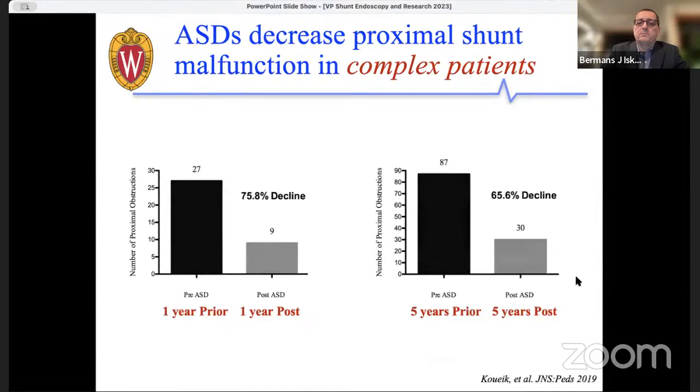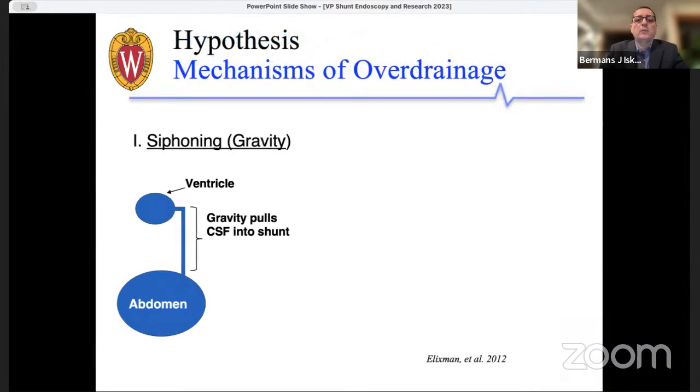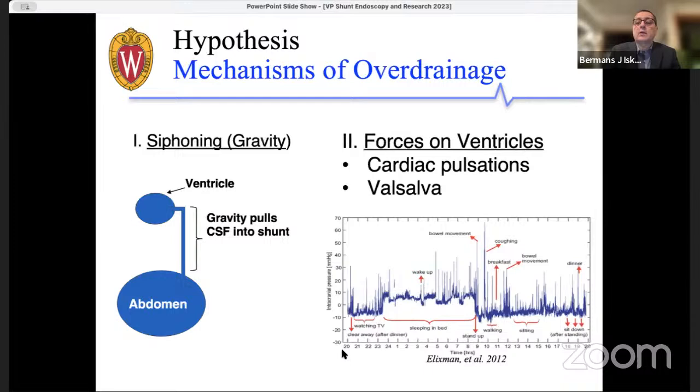So what are the mechanisms of overdrainage? Well, what we know is that gravity causes more drainage to happen in the shunt system. This is what we all recognize. Every time someone stands up, there is a column of water that puts pressure on this valve. So a valve, let's say, that has an opening pressure of 20, when we stand up, we might have up to 50 or 70, depending on your height, of a water column over the shunt, and that valve is going to open. However, what we have identified and what others have discussed before is that there are also forces on the shunt that make it open, such as cardiac pulsations and Valsalva maneuvers.